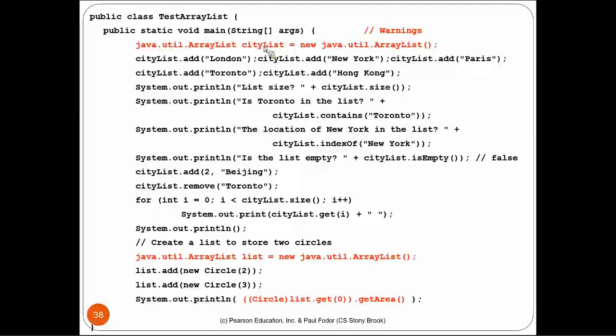We couldn't do it with an array, but an array list is a different class in Java. It's basically a class that allows us to have an unlimited number of objects. Now, the other question is, wouldn't it have been an issue if we tried to print the array without removing Toronto first? No. If we print all of the elements in the array, it will print London, New York, Beijing, Paris, Toronto, and Hong Kong. If we remove Toronto, then it will print 5 elements. Any questions?